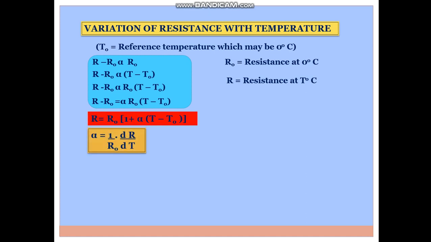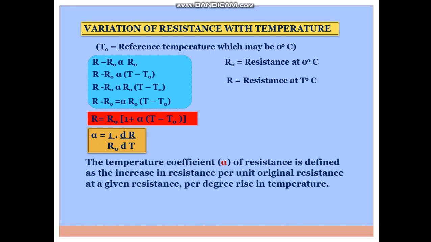So alpha is equal to 1 upon R0 into dR by dT. It's the derivative of the resistance with respect to the temperature. So the temperature coefficient alpha of resistance is defined as the increase in resistance per unit original resistance at a given temperature per degree rise in temperature.